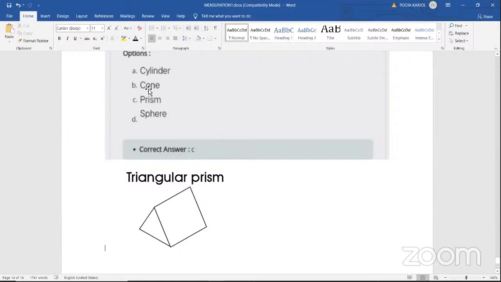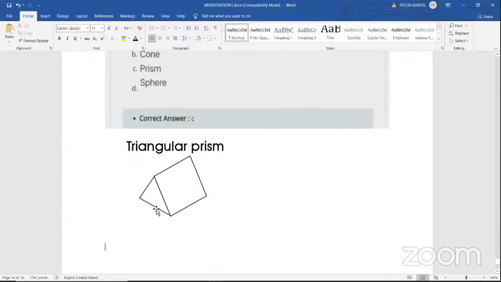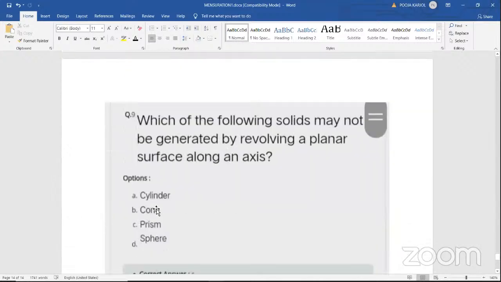So it is the correct answer where it may not be generated. They're not saying cannot. It can, if it's a particular type of prism, but it may not always work. So prism is the answer. Okay. Any doubt?